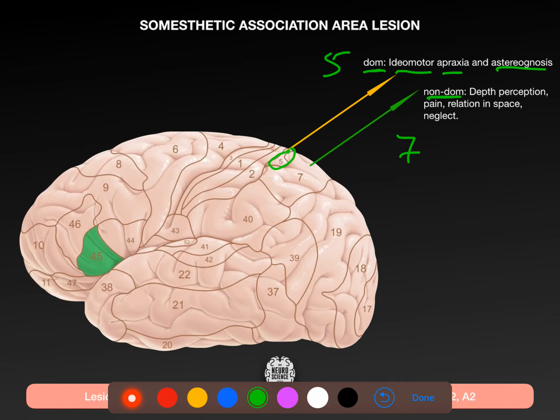Now, the non-dominant hemisphere, the other side, is involved in depth perception and relation in space, so you will get neglect syndromes, hemispatial neglect, where the contralateral visual field will be completely ignored and neglected, and they won't even be aware of the neglect.